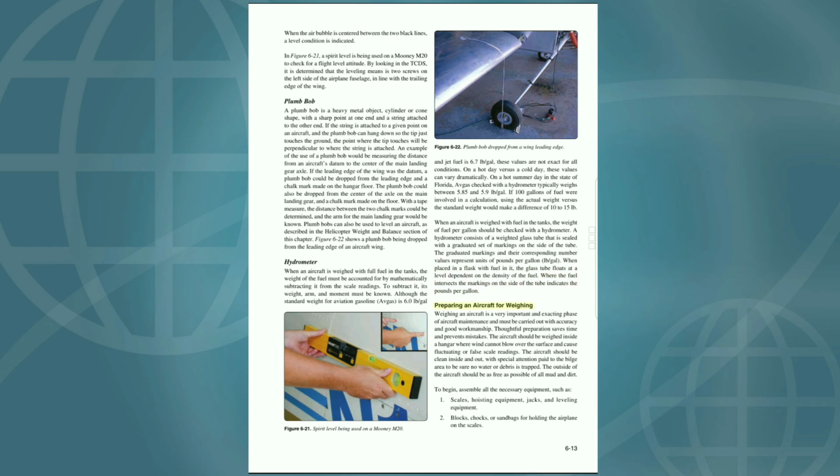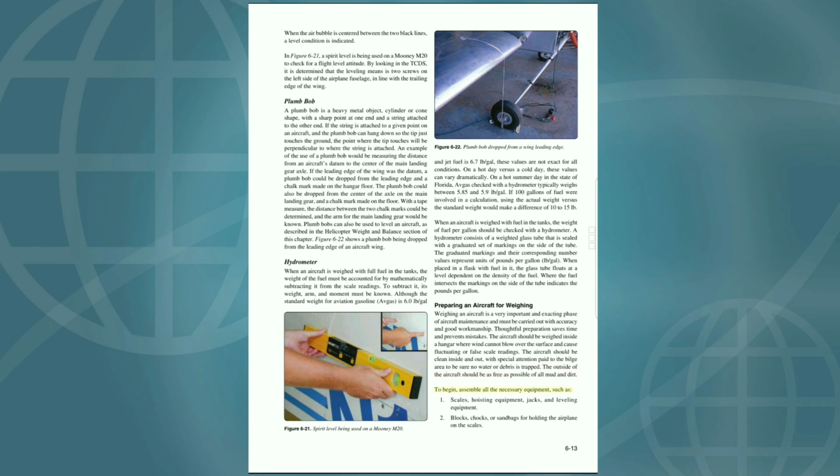Preparing an aircraft for weighing. Weighing an aircraft is a very important and exacting phase of aircraft maintenance, and must be carried out with accuracy and good workmanship. Thoughtful preparation saves time and prevents mistakes. The aircraft should be weighed inside a hangar, where wind cannot blow over the surface and cause fluctuating or false scale readings. The aircraft should be clean inside and out, with special attention paid to the bilge area to be sure no water or debris is trapped. The outside of the aircraft should be as free as possible of all mud and dirt.